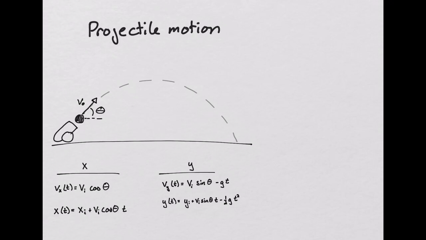What we find is the x direction has a velocity that is constant. It does not depend upon time, and the x position increases linearly with time. The y position has the constant acceleration equations that we recognize. We have a linearly changing velocity, where in this case it is decreasing with the acceleration minus g, and we have a y position that, as a function of time, makes a parabola.